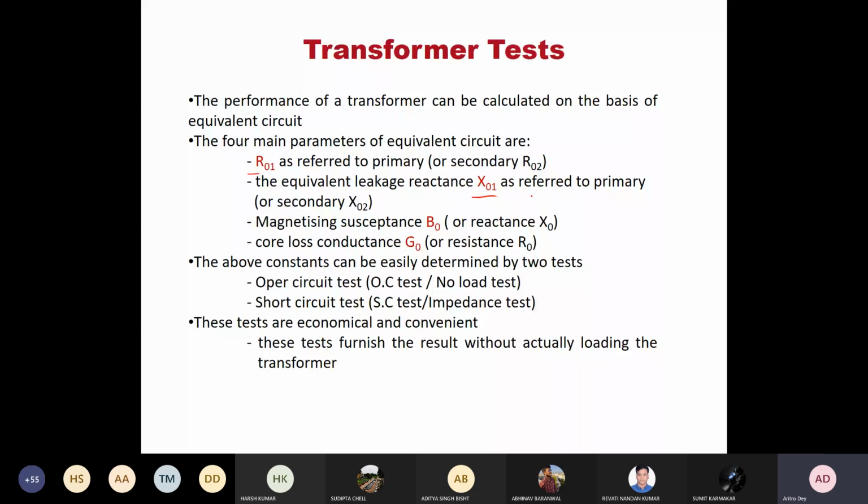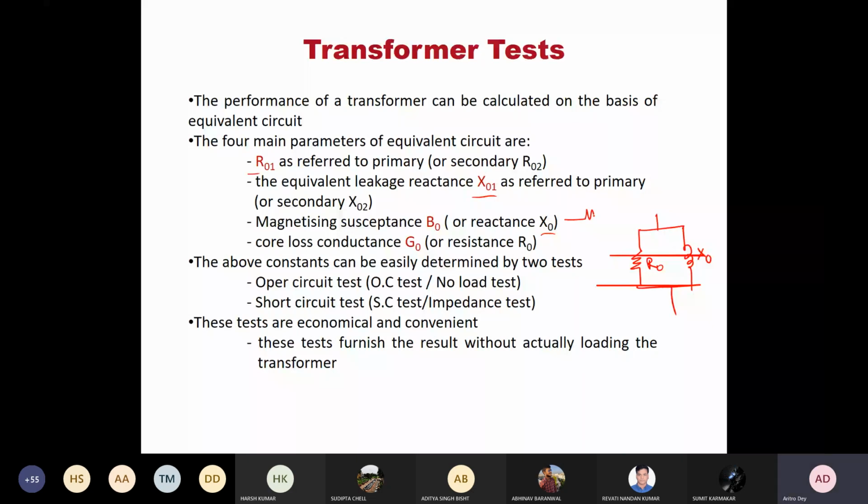Magnetizing susceptance is B0, or the reactance X0, which is in the parallel path. As it is in parallel, it can be written as B0, because that is the susceptance, and conductance G0, which is resistance R0. So this is actually your parallel path. For that, this is R0 and this is your X0, and here you have R01 and X01.